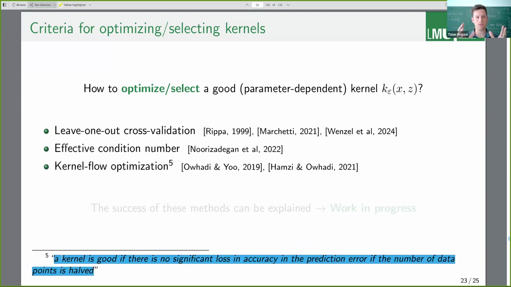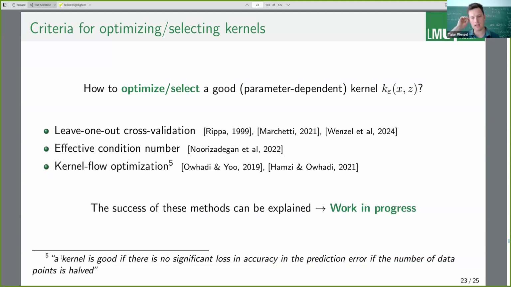And most of these strategies work well in practice, but for some of them, it's not really well understood why they work and what's the theoretical reason for this. And the success of these methods can also be explained with help of this framework, with help of the theory which I presented here. And this is, for example, ongoing work in progress.